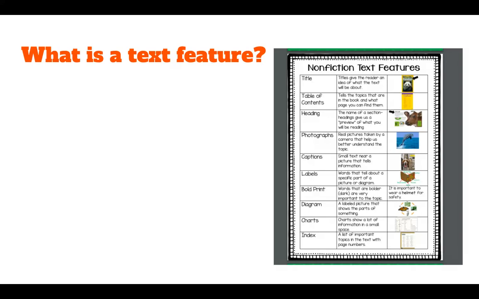You might include a diagram in your feature article as a text feature. So a diagram is a labeled picture that shows the parts of something. In the example, I see that the author has included a diagram for the life cycle of a butterfly. You might include a chart to show some information about your topic or your feature article. An index is often used in nonfiction books or in nonfiction magazines so that the reader can find important topics in the text and find their page numbers. Since today you're creating an article with just one paragraph and about one specific topic, you won't include an index as a text feature in your article.